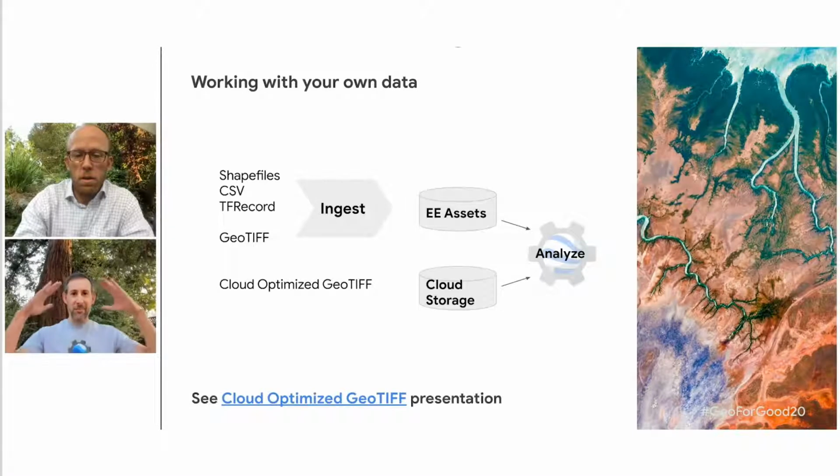In the layer above the data catalog, Earth Engine lets you ingest your own data in a variety of formats, including GeoTIFFs, shapefiles, CSV, and TF records for TensorFlow machine learning data. Newly arrived, we have a feature for instant ingestion of the cloud-optimized GeoTIFF format, which lets you use imagery that's stored in Google Cloud Storage without ingesting it into Earth Engine first. This is particularly valuable if you have lots of your own imagery to manage. You can see SciTalk for more details here.